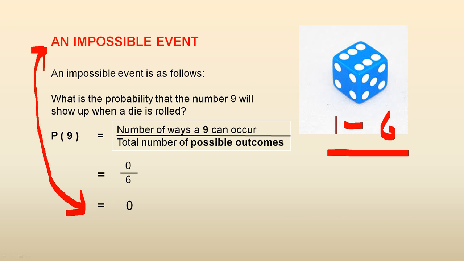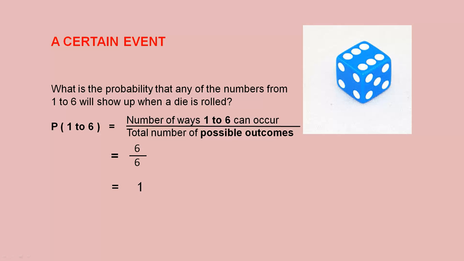A certain event. What is the probability that any of the numbers from 1 to 6 will show up when a die is rolled? So what I want here is, I don't care which number shows up, that is acceptable. Well, there are 6 of them. That's why I have 6 in the numerator. So the number of ways that can occur is 6. Of course, there are 6 numbers.